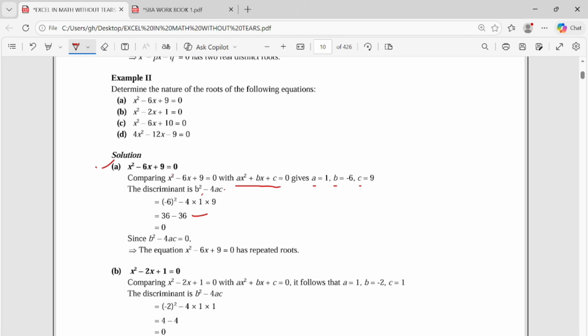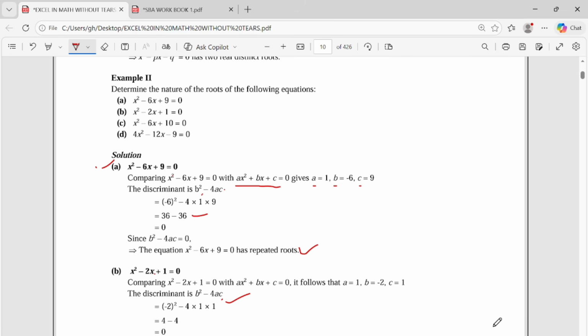So this being a 0 implies, from the concept we learned up there, that these roots are repeated. Just a nice concept. Yes, when your discriminant gives you a 0, it means the roots are repeated. And then for equation 2, if you compare it, you also come up with the values of A, B, and C, and put them in your discriminant. You come up with 4 minus 4, which is a 0, meaning that those roots are also repeated.